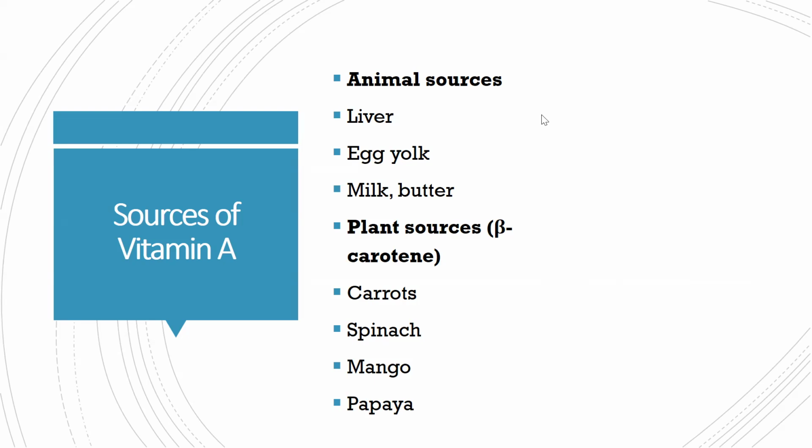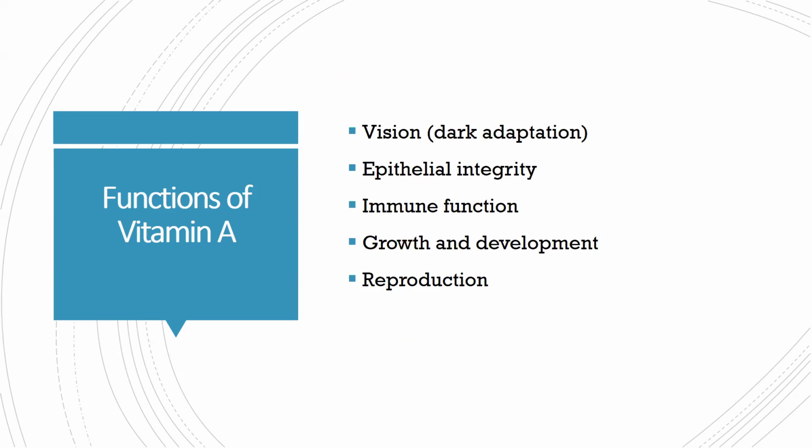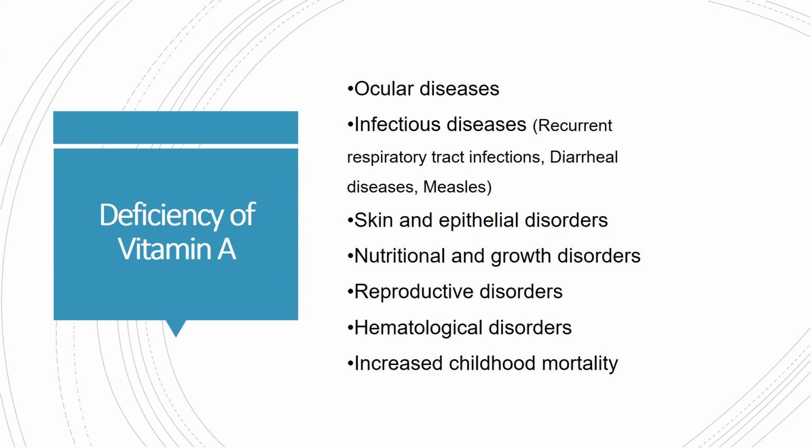Okay. Functions of vitamin A. These include vision, dark adaptation, epithelial integrity, immune function, growth and development, and reproduction. The deficiency of vitamin A involves different organs, including the eye, leading to ocular diseases, infectious diseases, recurrent respiratory tract infections, diarrheal diseases, measles, skin and epithelial disorders, nutritional and growth disorders, reproductive disorders, hematological disorders, and increased childhood mortality.